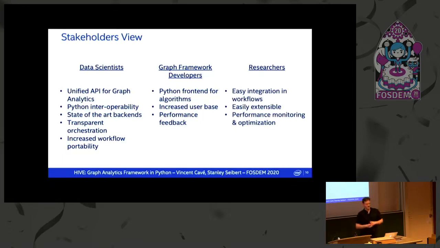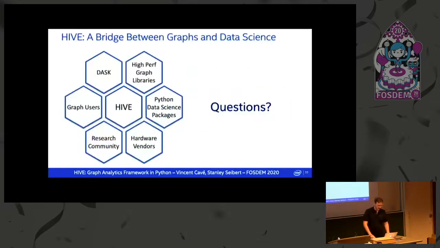And finally, if you're a researcher, in the grand scheme of things, we want it to be easy to integrate in your workflows across the Python ecosystem, and be easily extensible so that people can do research, either at the orchestration level or the data model, or the frameworks, and have this performance monitoring and optimization to improve the codes. So that was my presentation about Hive, the bridge between graphs and data science, and I will take any questions.